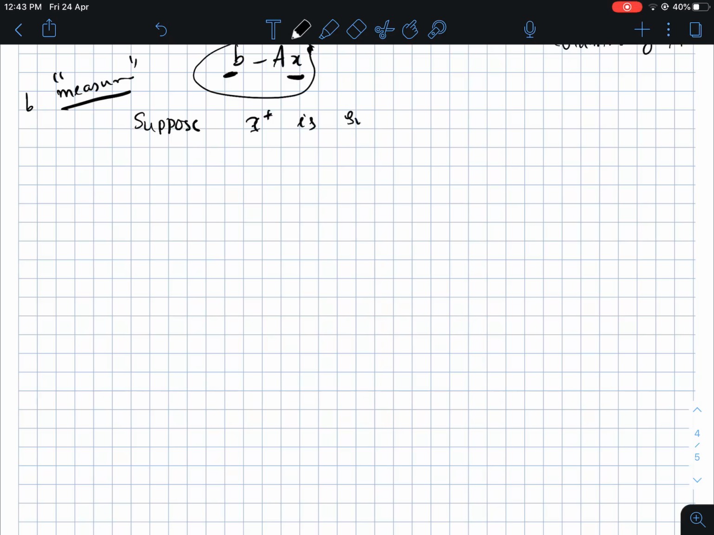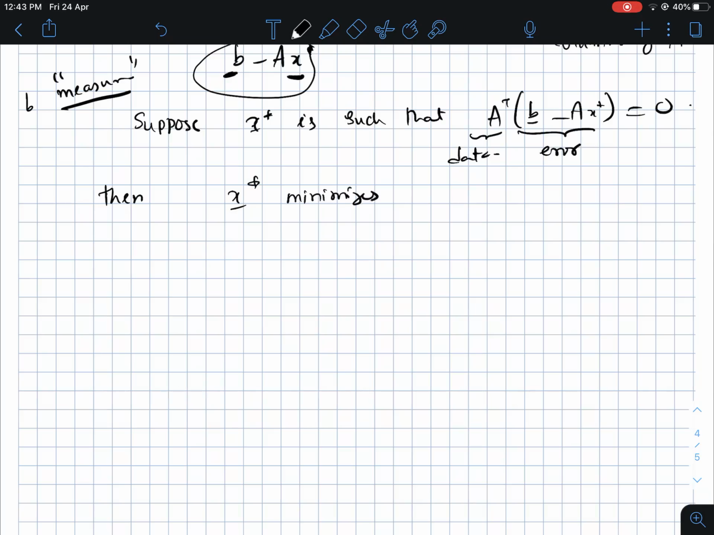Okay, so suppose x star is such that A transpose (B minus A x star) equals 0. That means the error is orthogonal to the data. Error is orthogonal to data. Then x star minimizes the norm of AX minus B squared. So this is what I am claiming.